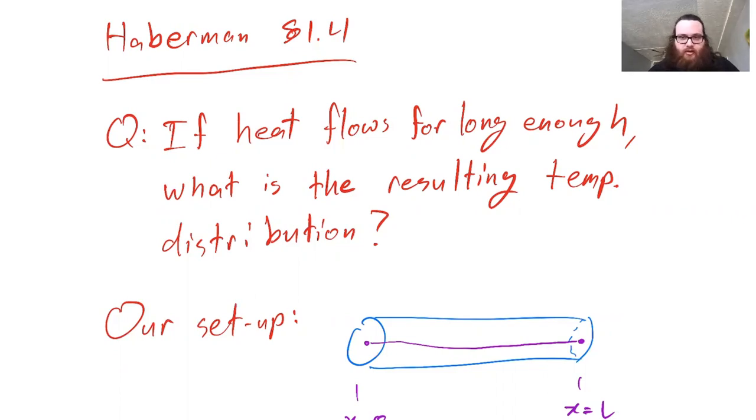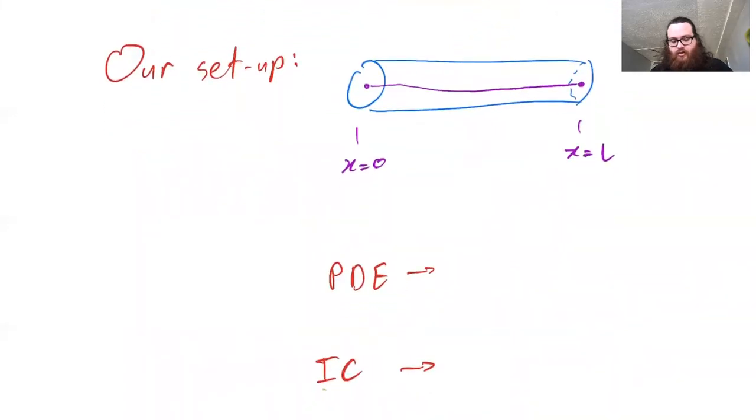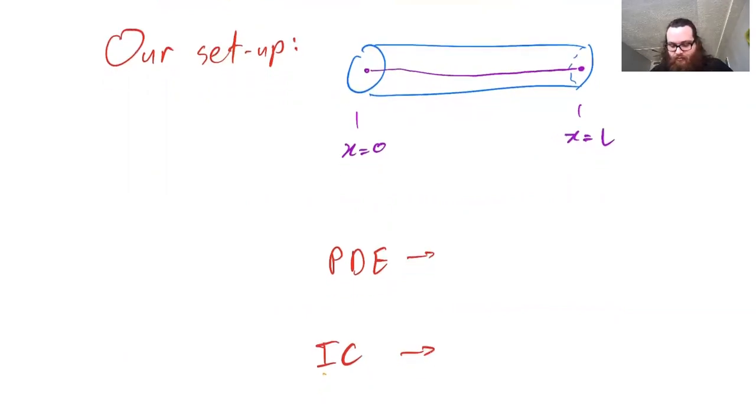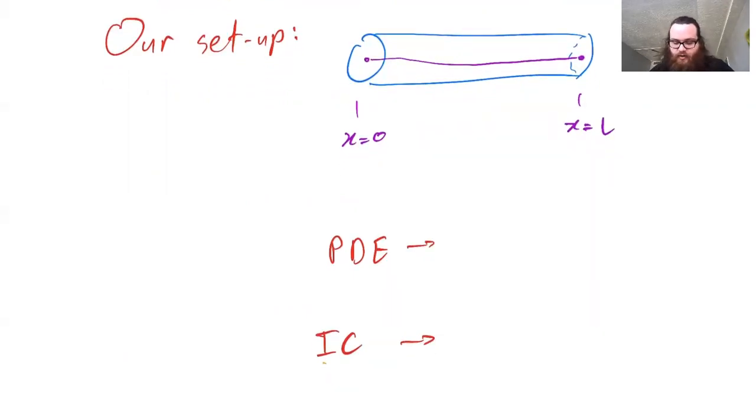And so, of course, this depends on a lot of things, properties of the material, etc. And so for us, what we're going to do is focus on this one-dimensional rod that we've already been working with. So the setup is as follows. The PDE that we're considering is the heat equation.